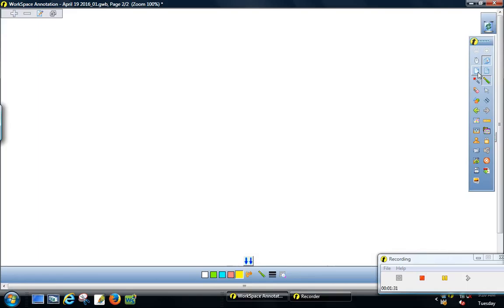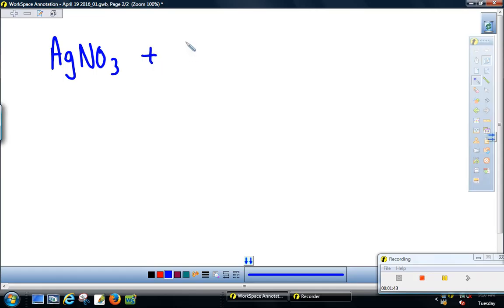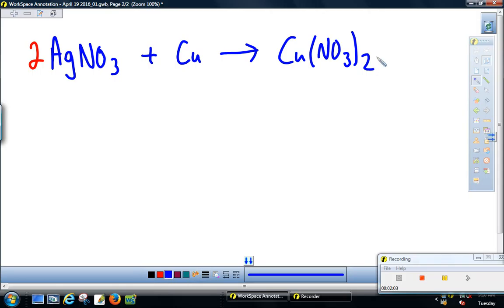So let's use that same reaction that we started with yesterday, the silver nitrate and copper reaction. We established in our last tutorial that 2 silver nitrates, which are aqueous, will react with 1 mole of copper, which is a solid metal, we saw the coiled wire, to make copper nitrate, which is a blue liquid, still aqueous, plus silver metal, which is solid. And we established that there's 2 moles of this reacting with 1 mole of this to make 1 mole of this and 2 moles of this.